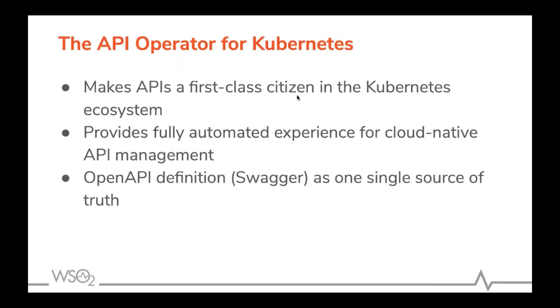Okay, so the API operator for Kubernetes makes APIs a first class citizen in the Kubernetes ecosystem. This provides a fully automated experience for cloud native API management. One key thing is that the OpenAPI definition, or what we call the Swagger definition, is used as one single source of truth. So if you want to expose your microservice as an API, what you need is an OpenAPI definition for your microservice.